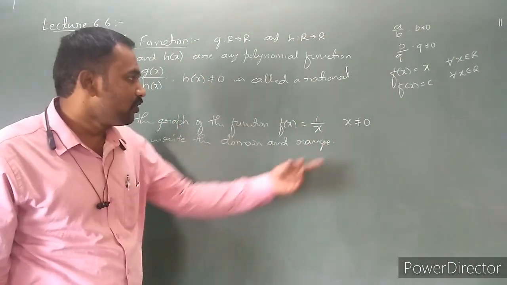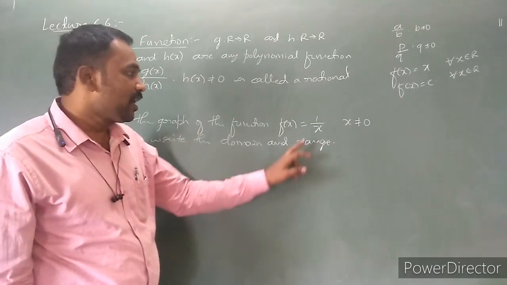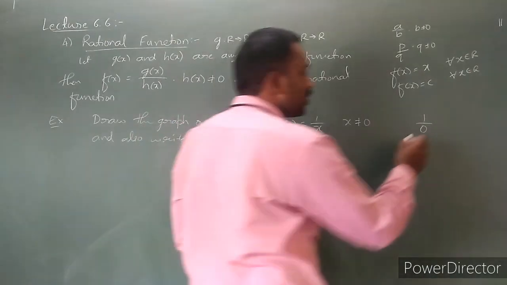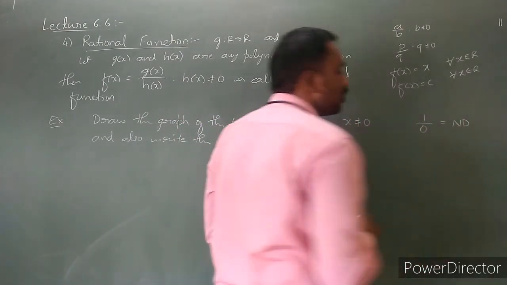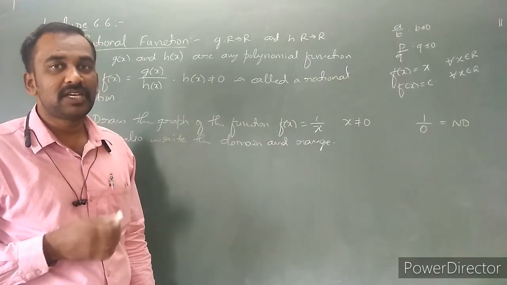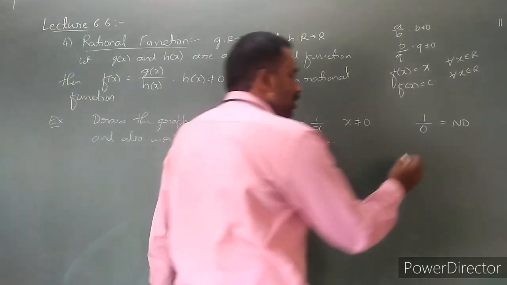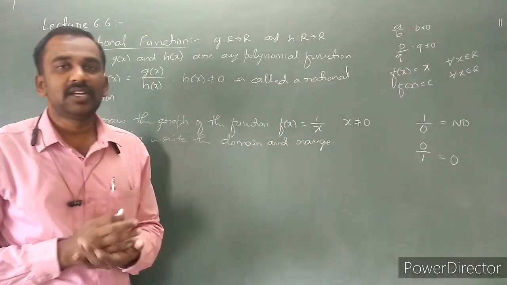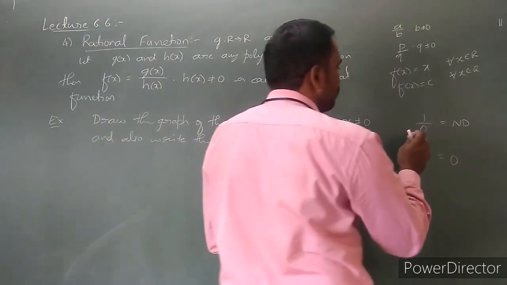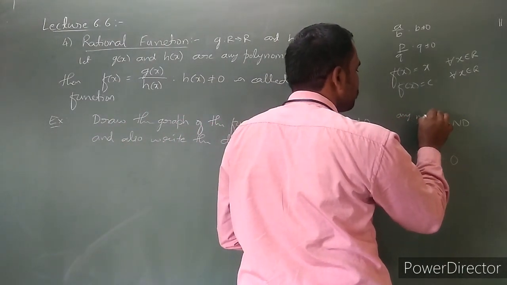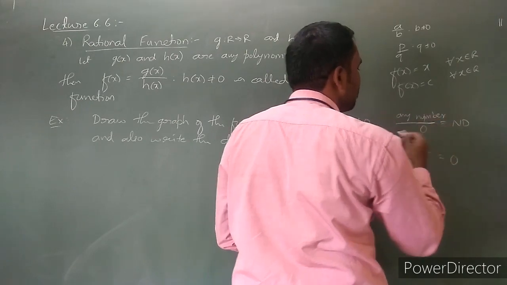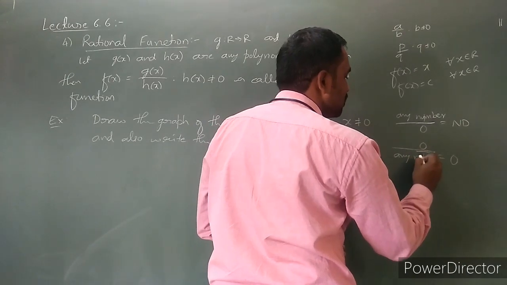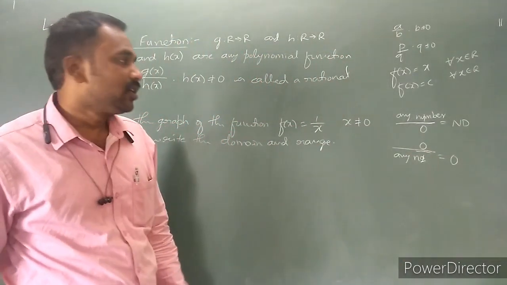What happens if you take x as 0? If you take x as 0, we get 1 divided by 0. What is 1 divided by 0? 1 divided by 0 is not defined. Suppose 0 by 1, yes, 0 by 1 is 0, but 1 by 0 is not defined. Any number divided by 0 is not defined, and 0 divided by any number is equal to 0.